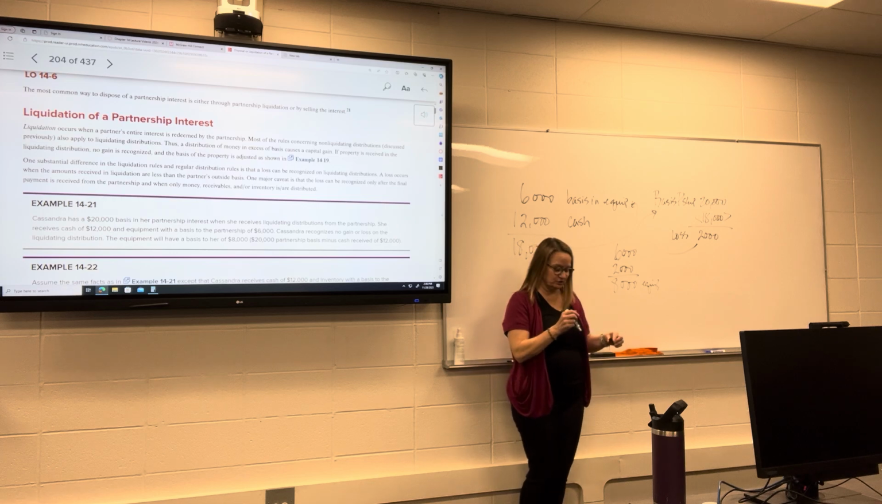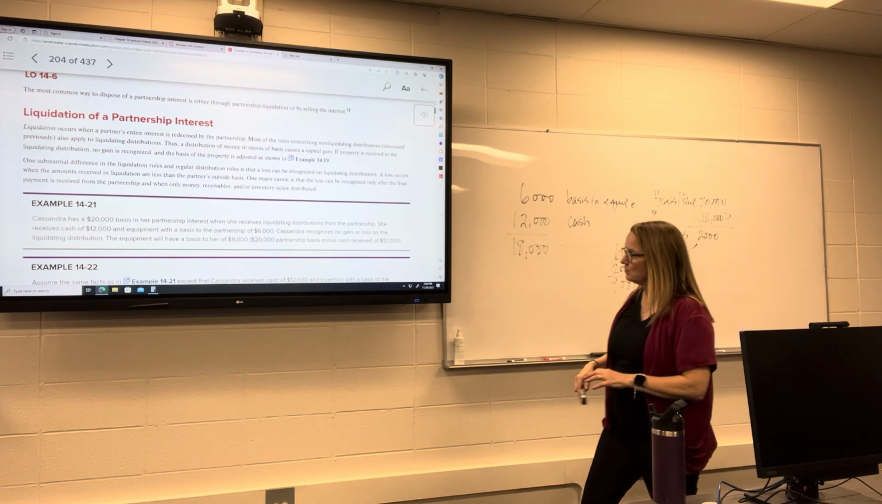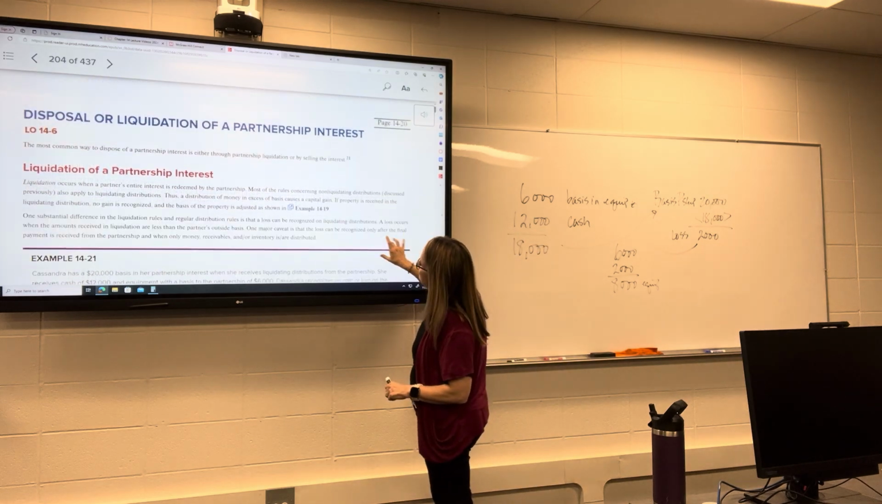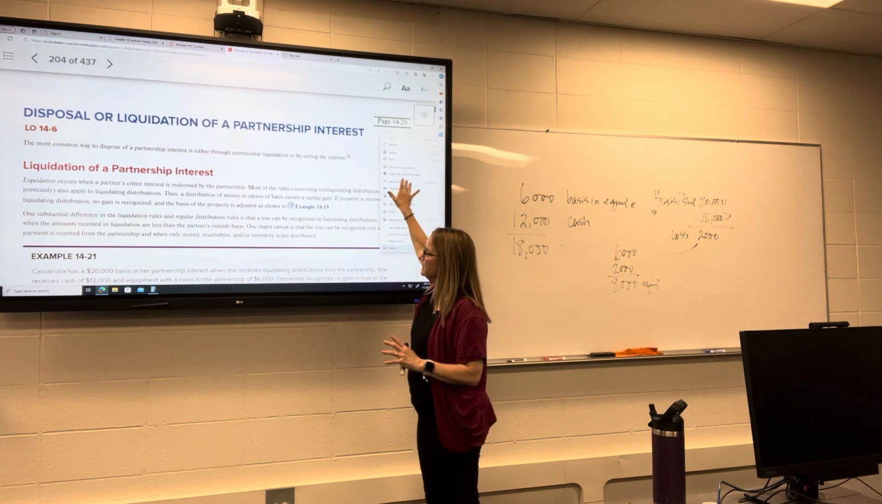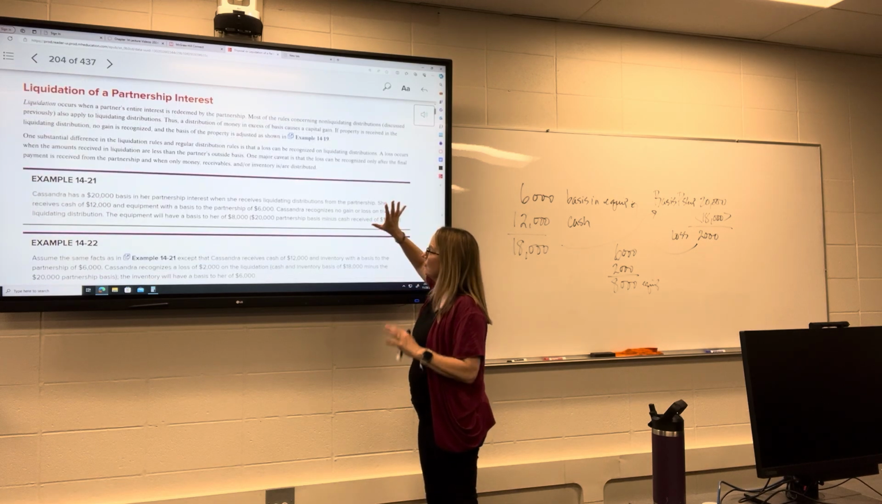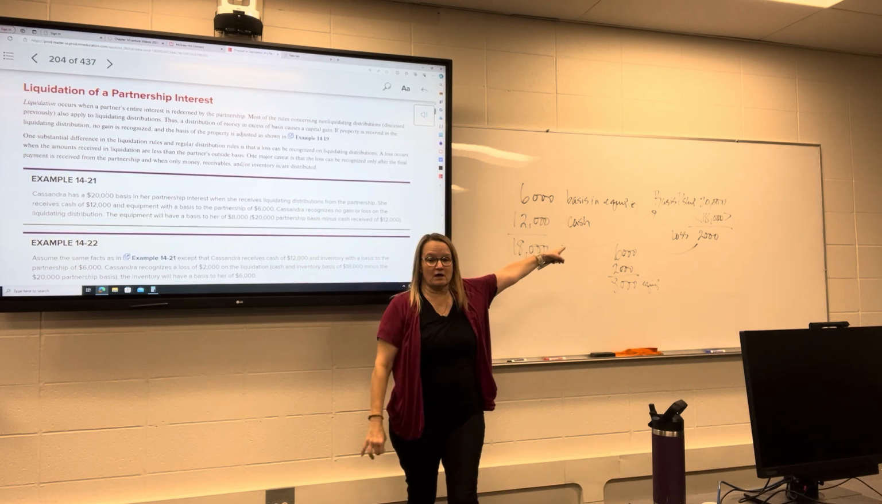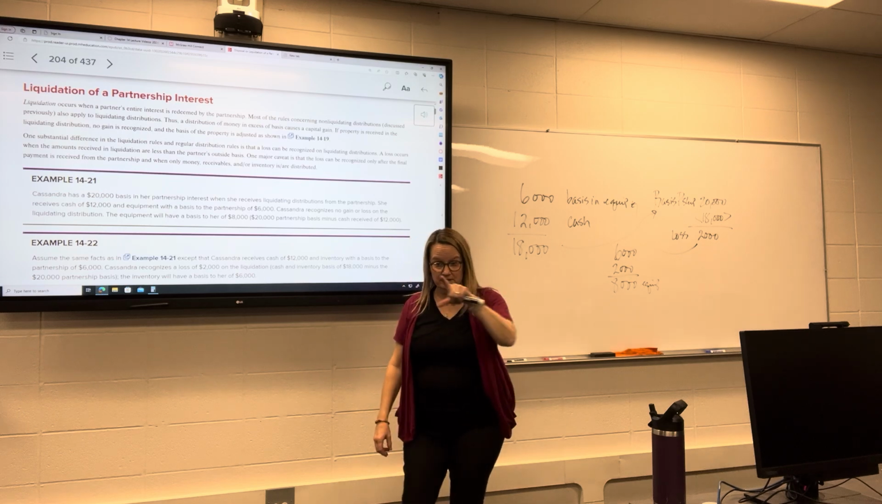Because she has the equipment, she's got to attach that loss to the equipment. Because remember, it says up here, loss can only be recognized under certain conditions. So this is a case where she can't recognize the loss currently, even though she had a $2,000 loss, because she received equipment. Yes?